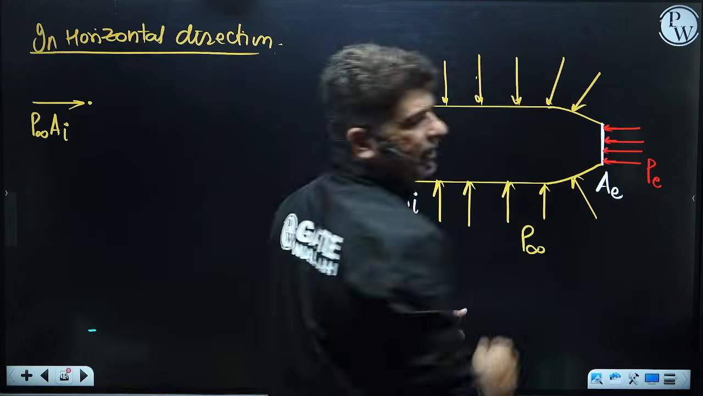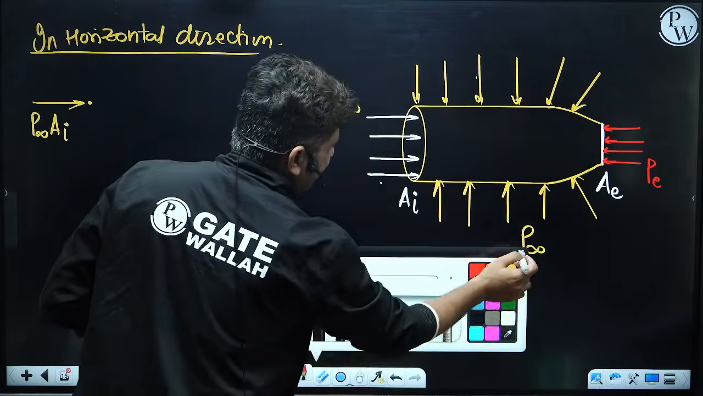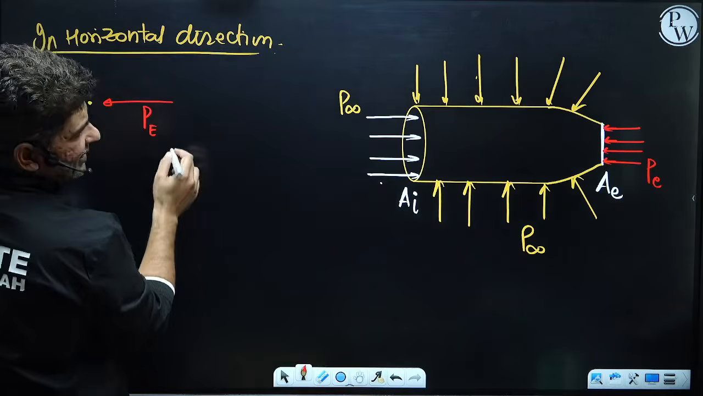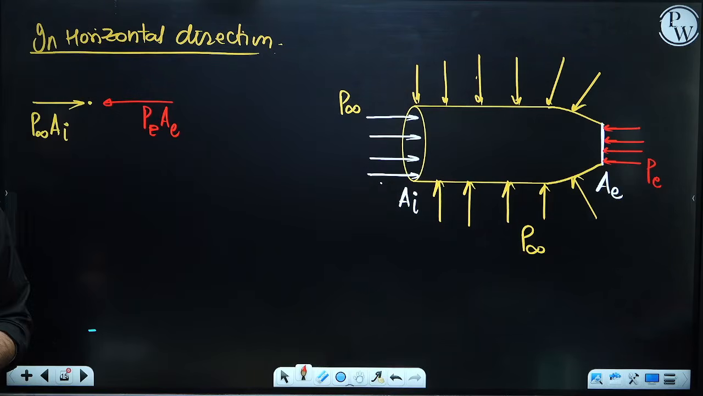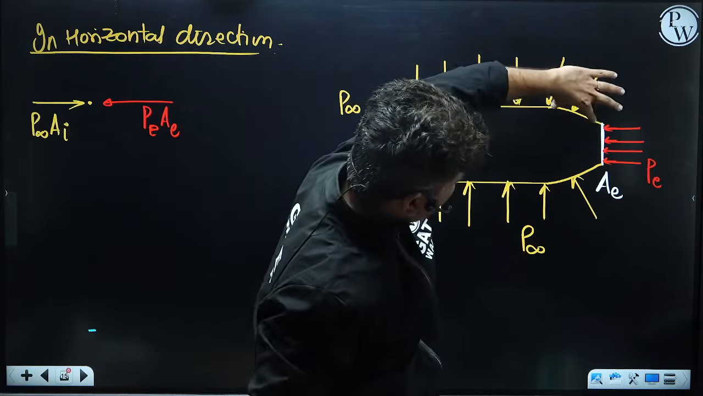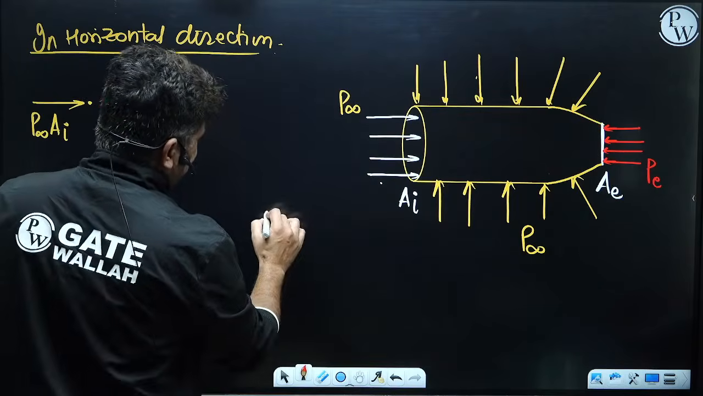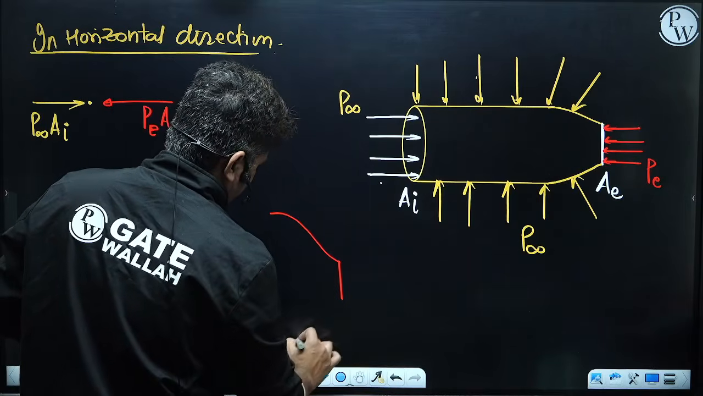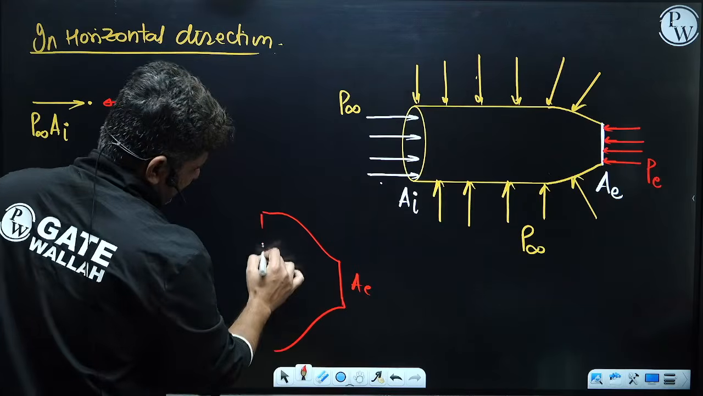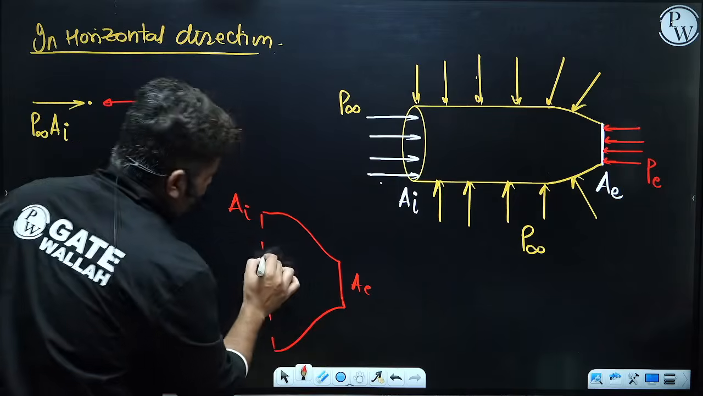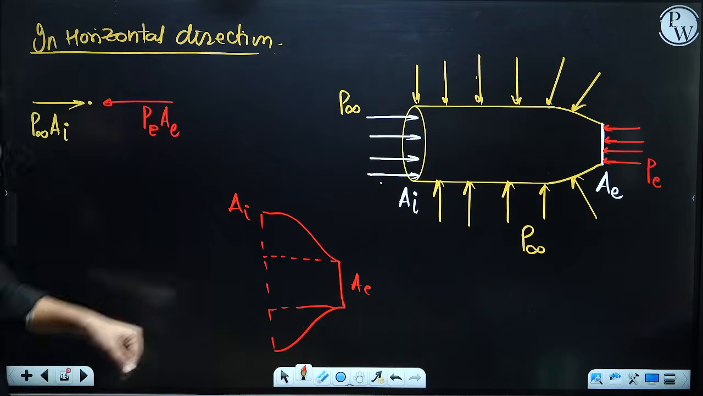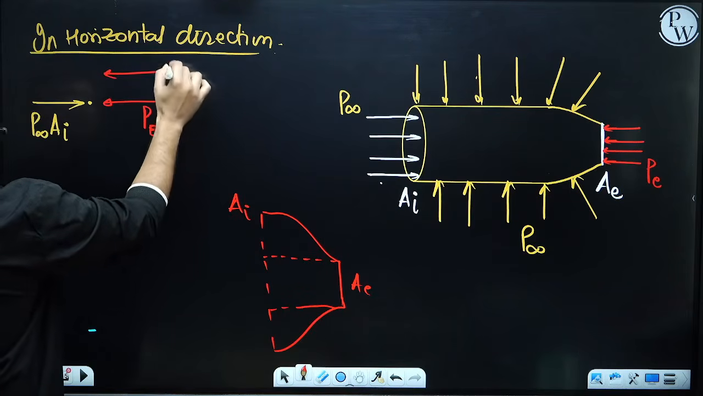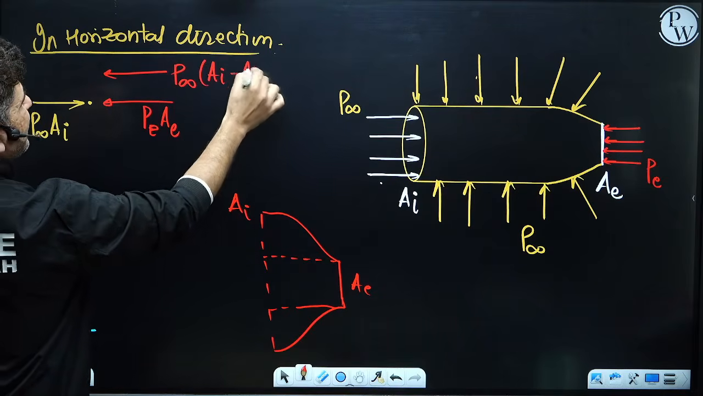Now what will be the force which will be acting from this direction? The force that will be acting is first the center portion, which is due to exit. So it will be P exit, I have written small e, into area exit. And now this remaining portion, which is the projection over here. If there is an area like this, this is A exit and this area is A inlet. So if I remove this area exit from here, the area remaining will be P infinity into area inlet minus area exit.